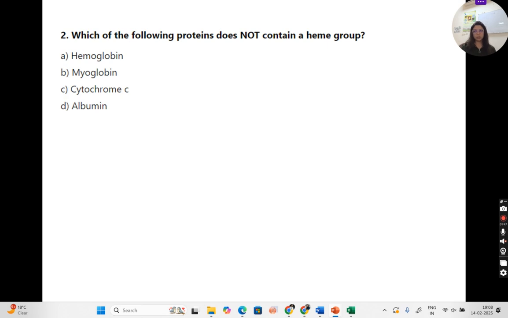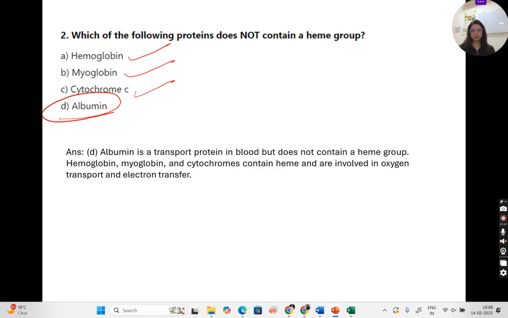So which of the following proteins does not contain a heme group? We already discussed that hemoglobin has a heme group. Myoglobin also has a heme group. Cytochrome C also has a heme group. Only albumin does not have a heme group. So the answer is D. Albumin is a transport protein in blood but does not contain a heme group. Hemoglobin, myoglobin, and cytochrome contain a heme group involved in either oxygen transport or electron transfer. So this is a simple question.